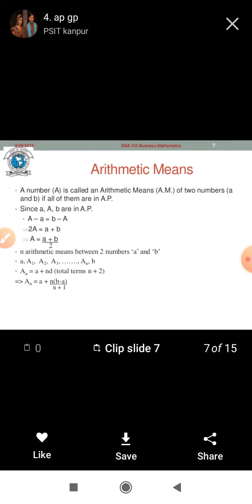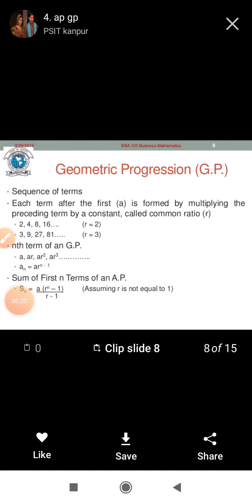If we have n means between two terms a and b, then an will be a plus n(b minus a) upon n plus 1. Again, geometric progression. Each term after the first is formed by multiplying the preceding term by a constant called the common ratio.